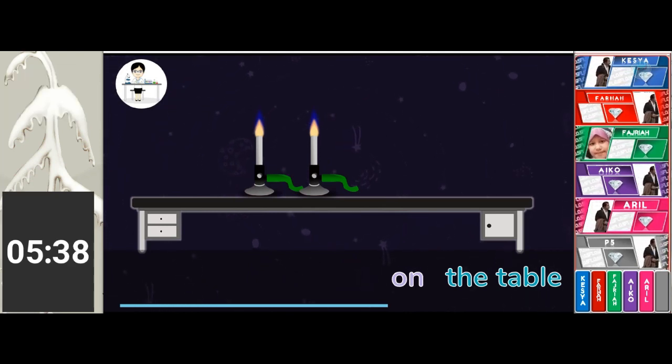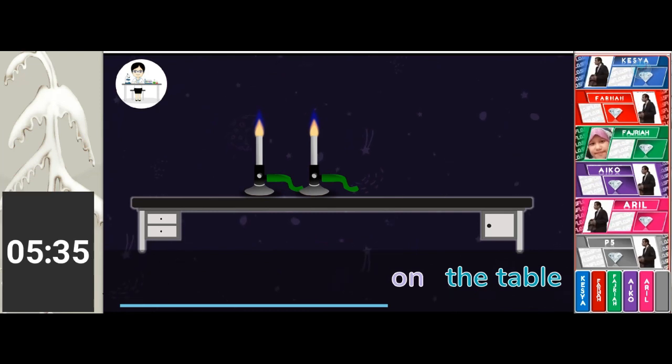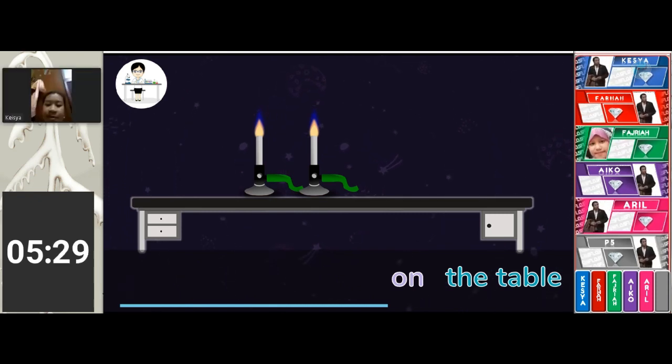What's on the table? There are two Bunsen burners. We can use them to produce hot gas flame for science experiments.